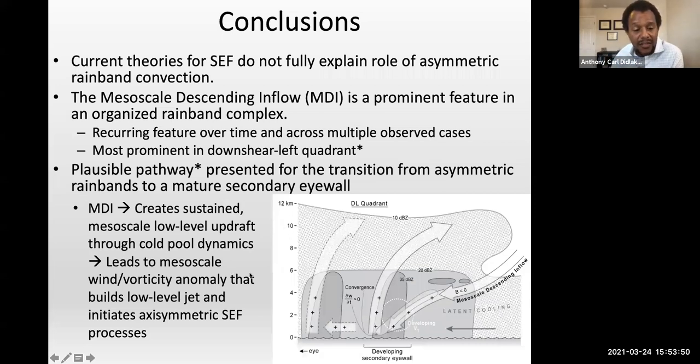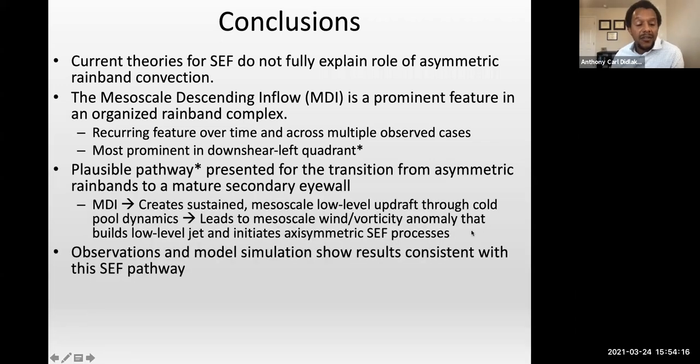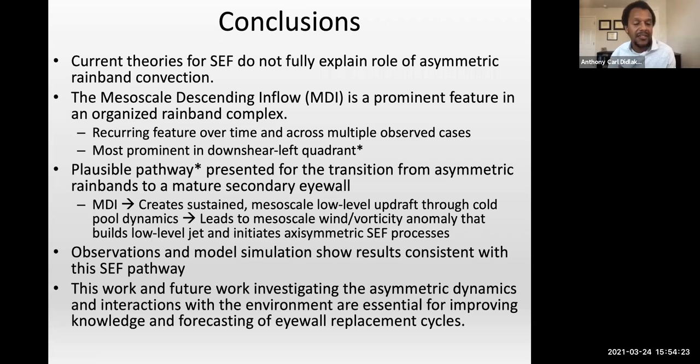So the way that would happen again is by the NDI creating a sustained low-level updraft through cold pool dynamics. And this updraft is, I think, what does most of the work in terms of creating that low-level vorticity anomaly and building the low-level jet and initiating the axisymmetric SEF processes. So these observations and model simulations show results that are consistent with the pathway that I showed before. And again, in this work and future work, we're investigating the interactions of these asymmetric dynamics with the environment so that we can improve our knowledge and forecasting of eyewall replacement cycles.